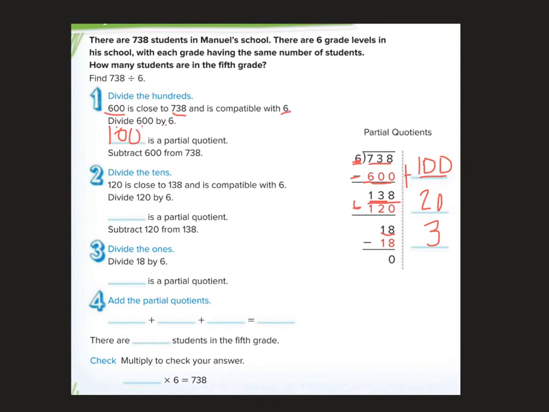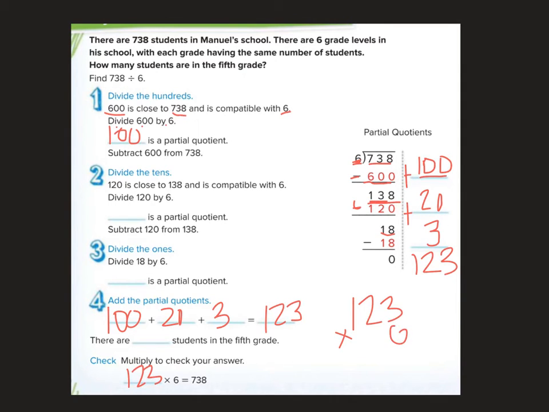So now if I add up all these partial quotients, 123, then I am done. Okay? So 100 plus 20 plus 3 is 123. Okay, so let's multiply to check our answer. 123 times 6. 6 and 3 makes 18. 6 and 2 makes 12, plus 1 more is 13. And 6 and 1 is 6, plus 1 more is 7.